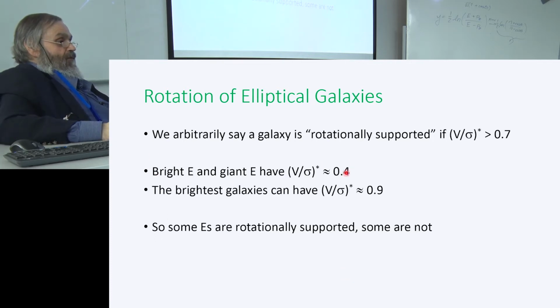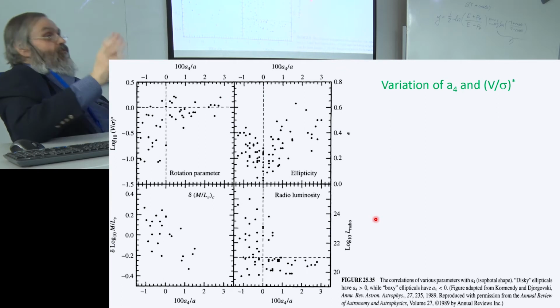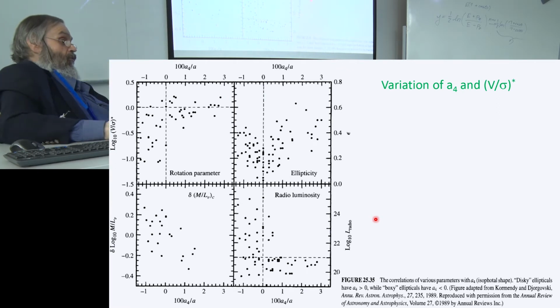The bright giants have V over sigma star around 0.4. The brightest galaxies get up to 0.9. So some of the ellipticals are rotationally supported and some aren't. That's the take-home point. That was how we get there. I don't expect you to go through that.